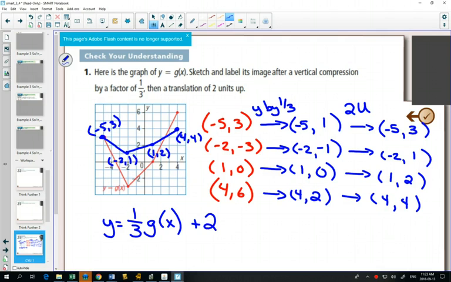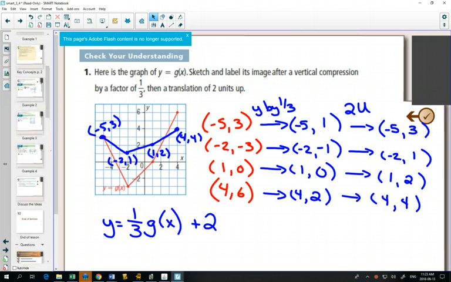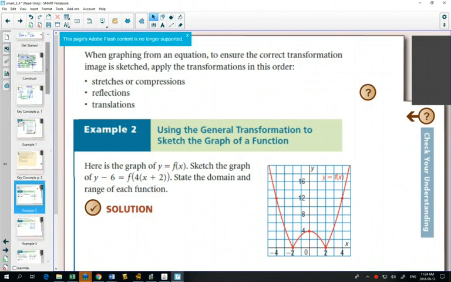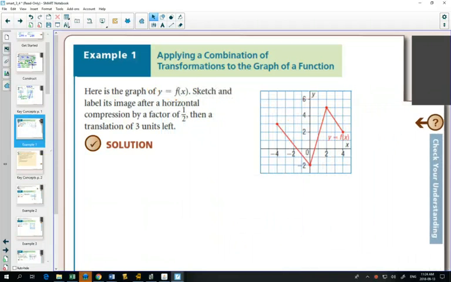Now something important happens with horizontal stretches and translations. So we're also going to do together the textbook example. So we're going to go to example 1. And it's exactly the same as the one off to the side, but this time they say there's a horizontal compression by half, then a translation 3 units to the left. So we start off exactly the same as before.